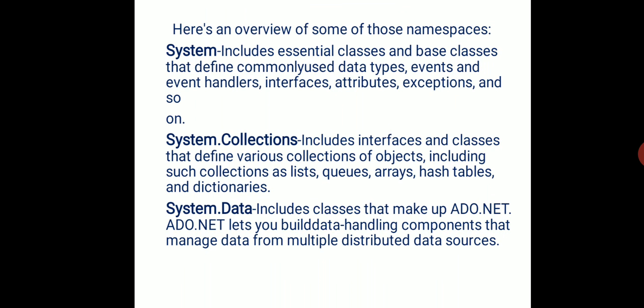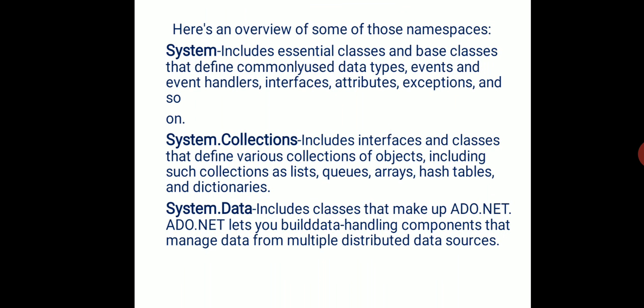So next one, the System.Collections. So these are collections of objects such as lists, queues, arrays, hash tables and dictionaries. If you want to use lists, queues, it will come in the data structures. These are data structures: lists, queues, arrays and hash tables for algorithms. And if you are using dictionaries, you will have to include the class library, that is System.Collections.